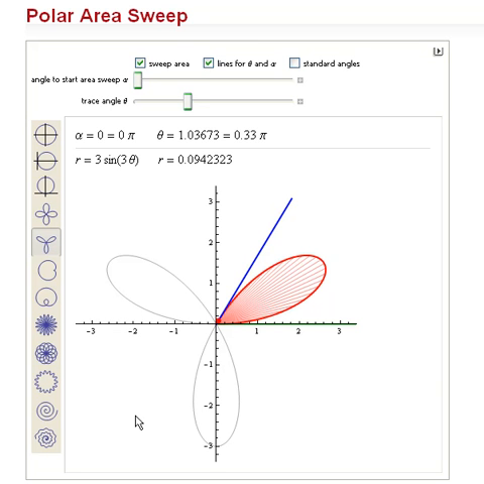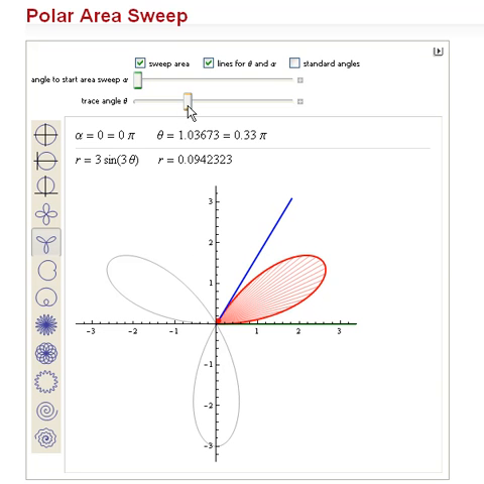Hi, we're going to use the Polar Area Sweep demonstrations project from the Wolfram website to figure out the limits of integration for the area integral of this curve right here. This curve is r = 3 sin 3θ, and it gives you a three-leaved rose, as they say, and we're trying to figure out the area of, say, one of these leaves.